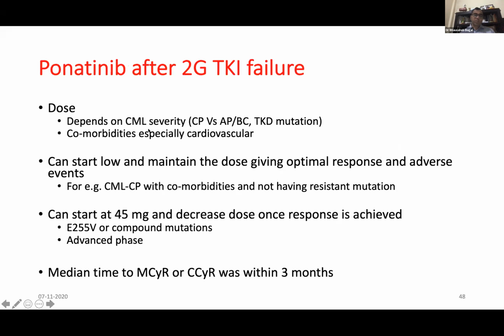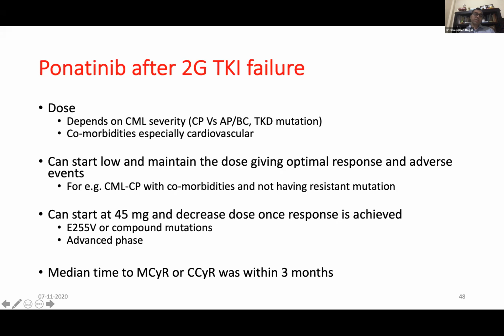So this dosing issue will depend upon what phase the patient is in when you want to use this drug, and what TKD mutation the patient has. Also the patient's ability to handle the drug, especially the cardiovascular risk factors. We can start low and maintain a low dose, giving the optimal response and adverse events. And this might be true for a CML CP patient with comorbidities and not having a resistant mutation.